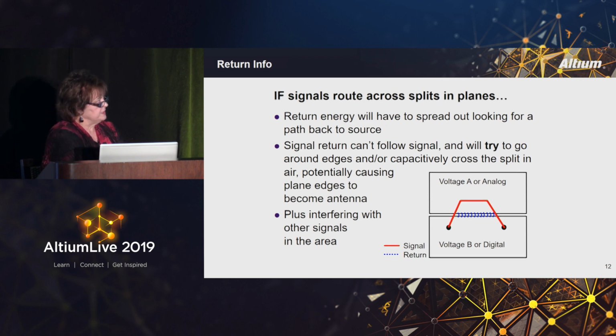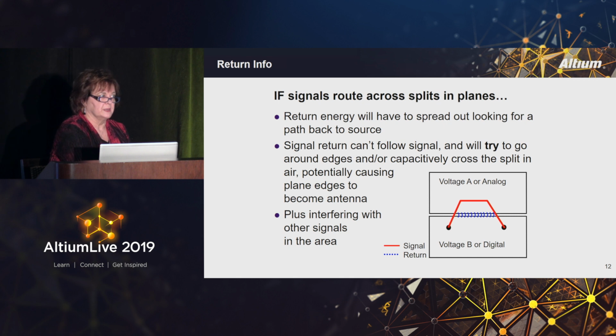So this could be a voltage. It does not necessarily mean analog and digital. This could be a different voltage on the power layer. And if you happen to route a signal referencing the power layer and route it like this, then of course your return energy that is here stops at this point.